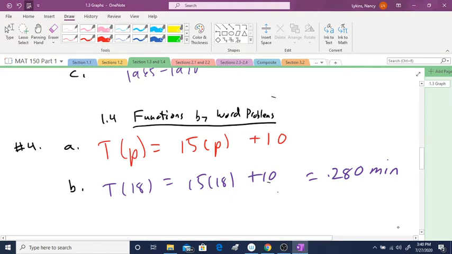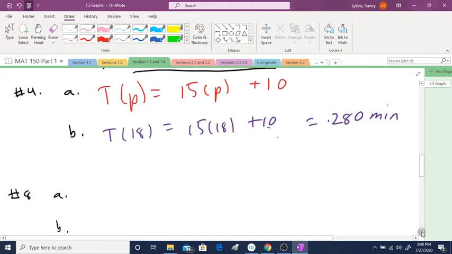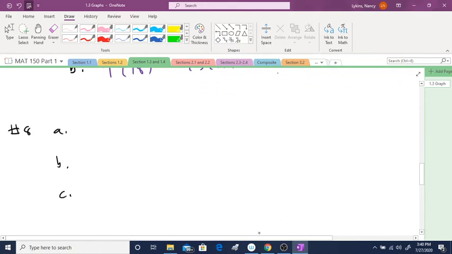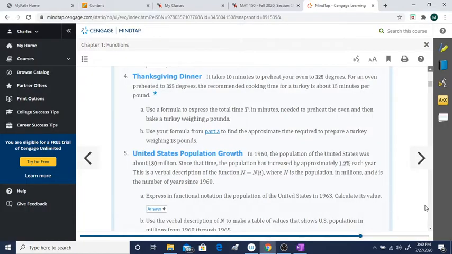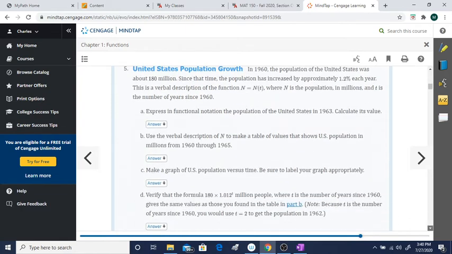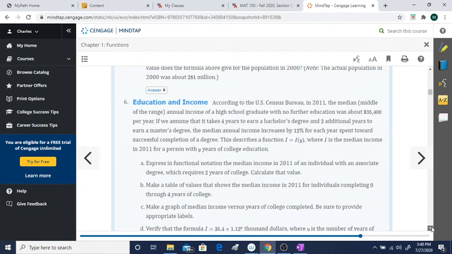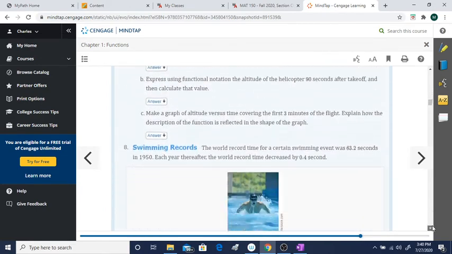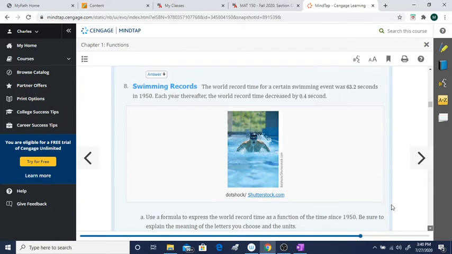My next example I'm going to use, and it's going to be still from 1.4, is number 8. Now, this example, this is a world record of a swimming event with 63.2 seconds in 1950. After that, the world record time decreases by 0.4. So that means we're obviously getting a little bit faster. So they're saying each year it decreases 0.4.